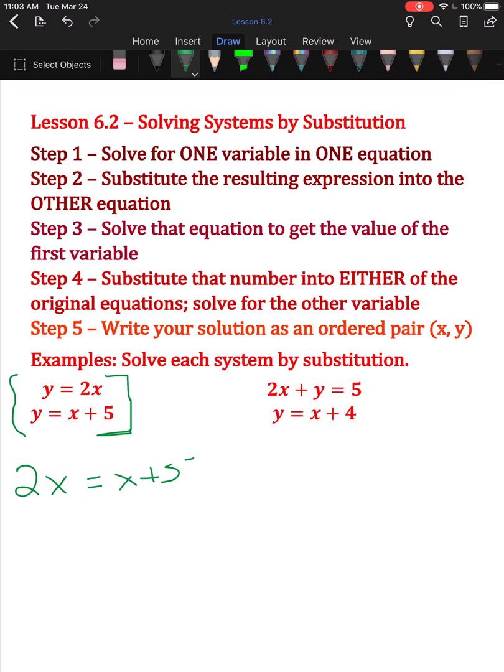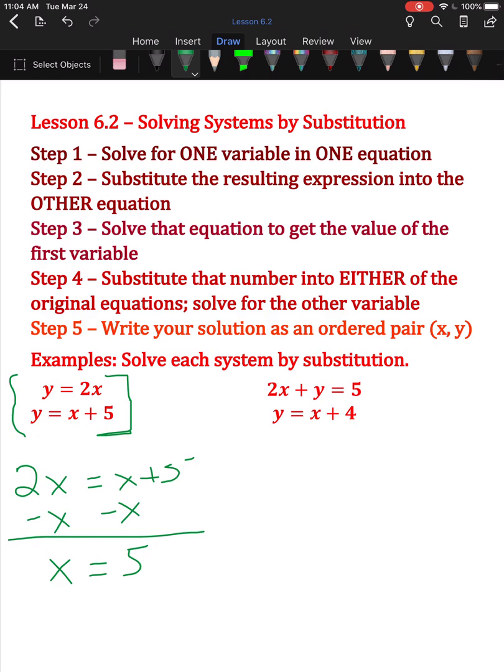Well, this is a two-step equation. Actually, it's a one-step equation. There's an x on each side of the equal sign. So I want to bring the smaller one to the other side. 2x take away 1x is x. And on this side, we're left with 5. So x is 5.